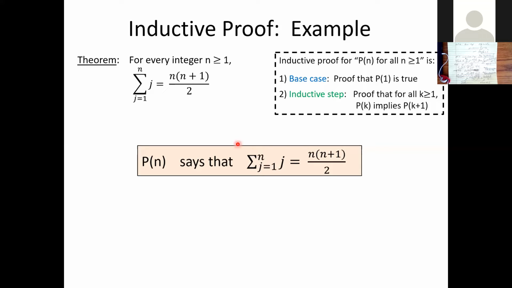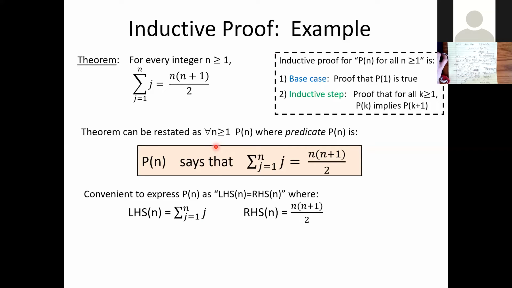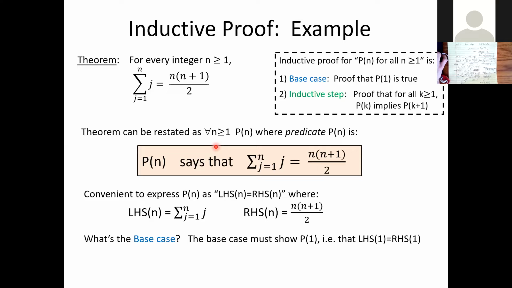So again, the predicate said this, and it was convenient to express the predicate as equality of two functions, the left-hand side function and the right-hand side. Both of them are functions of n, and the base case just showed that these two functions have the same value at argument 1.